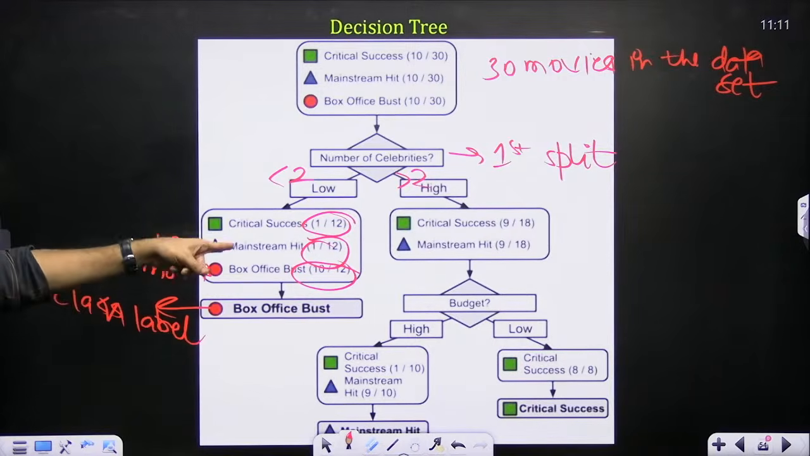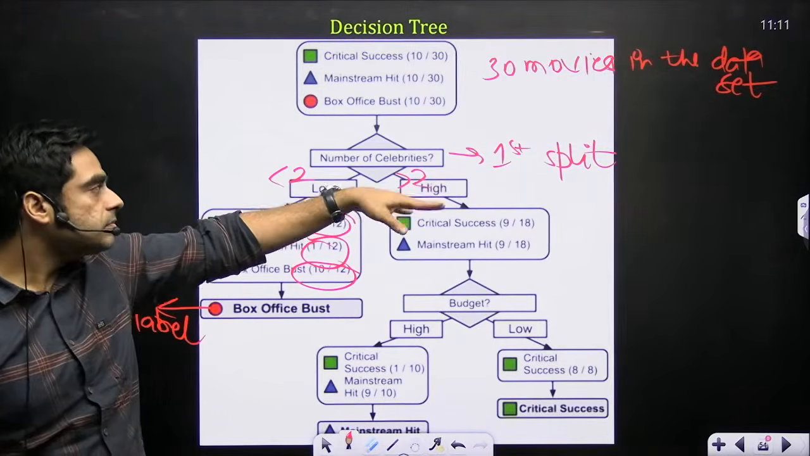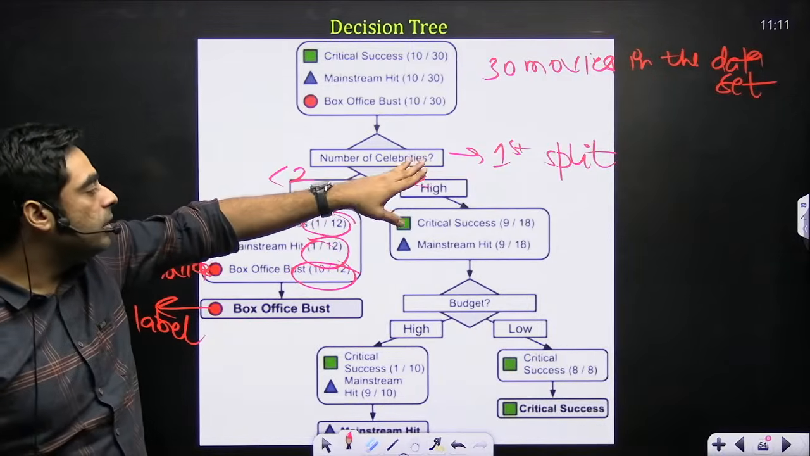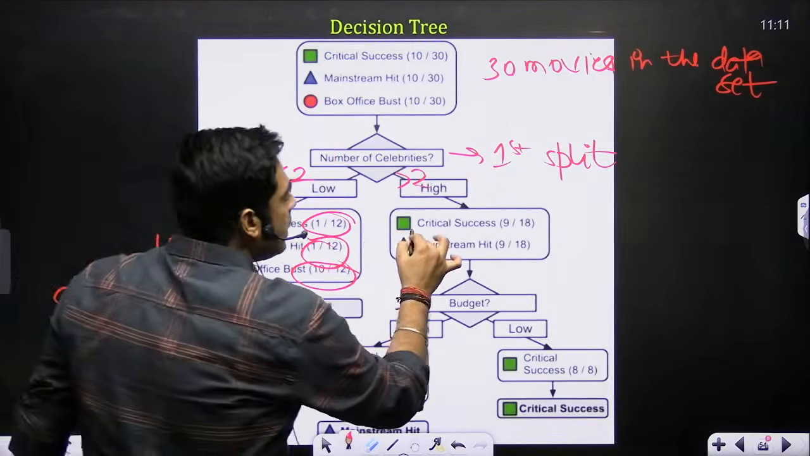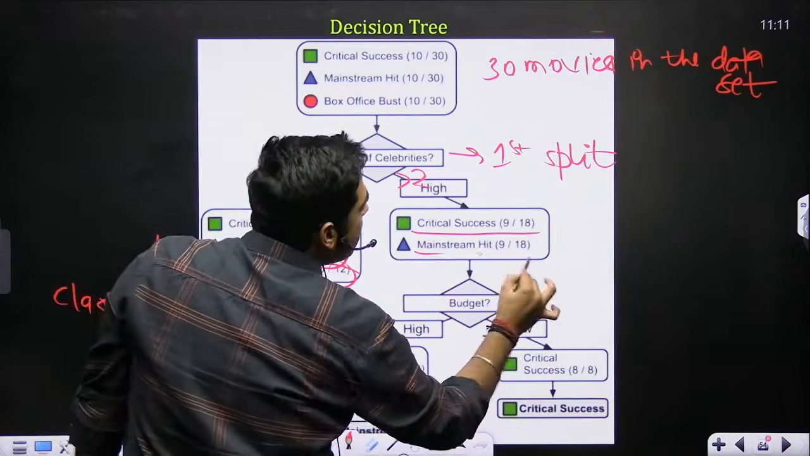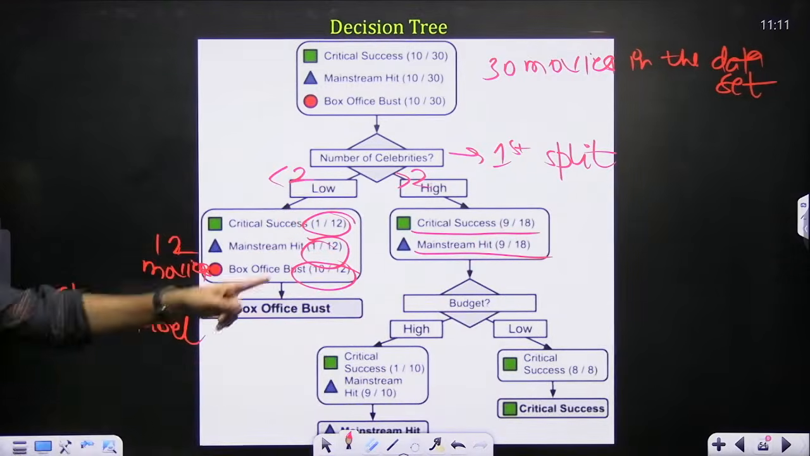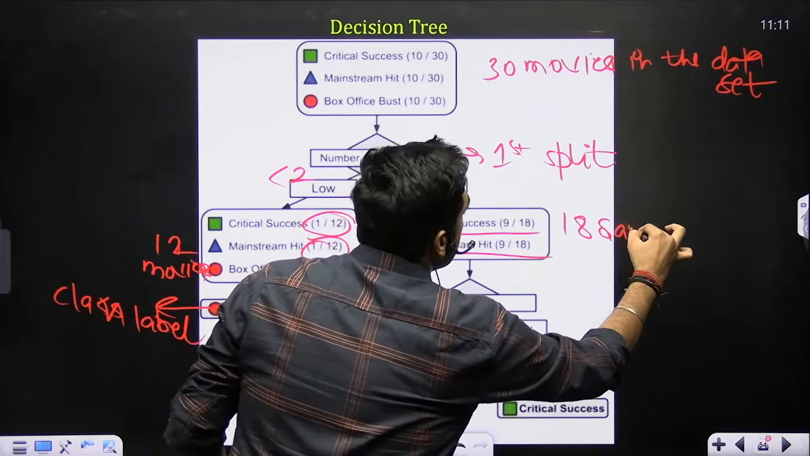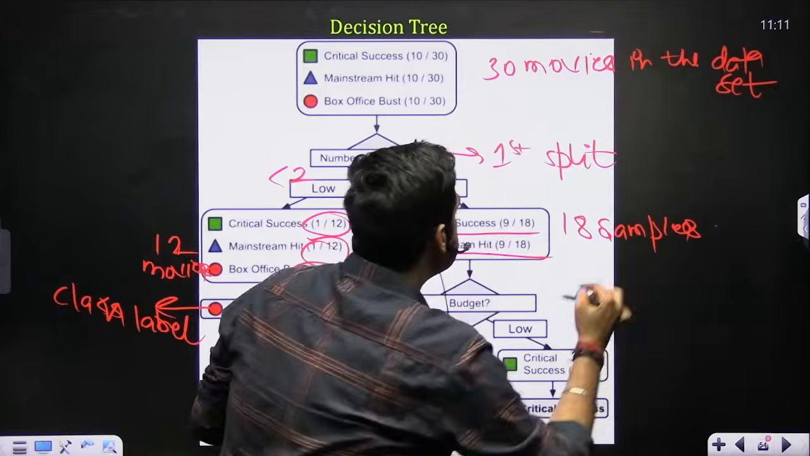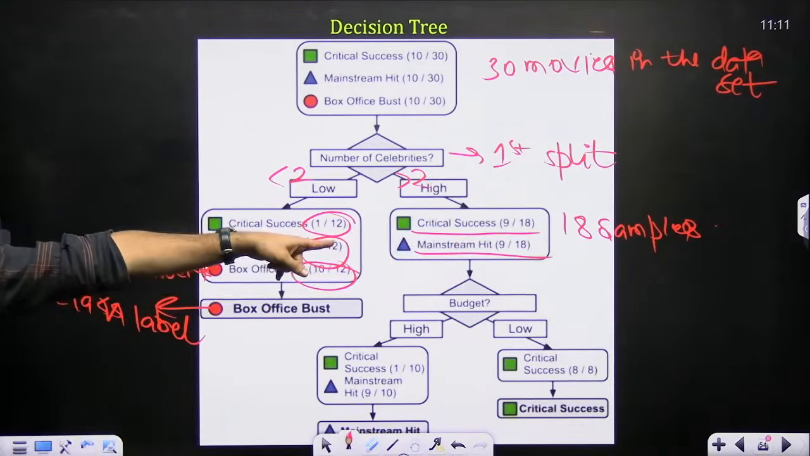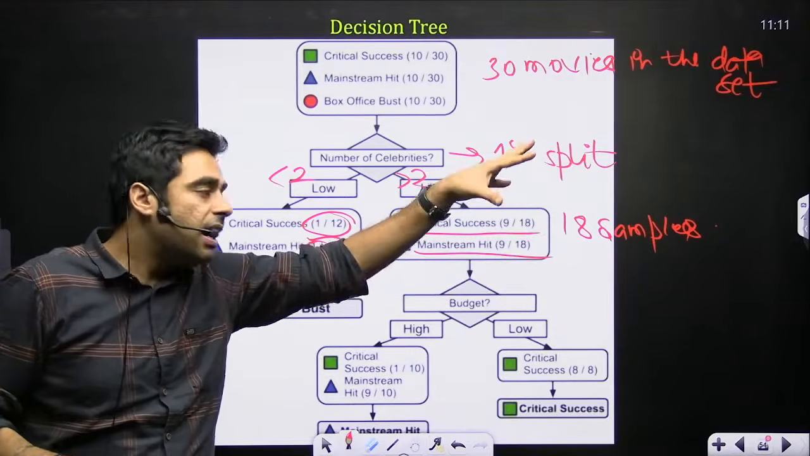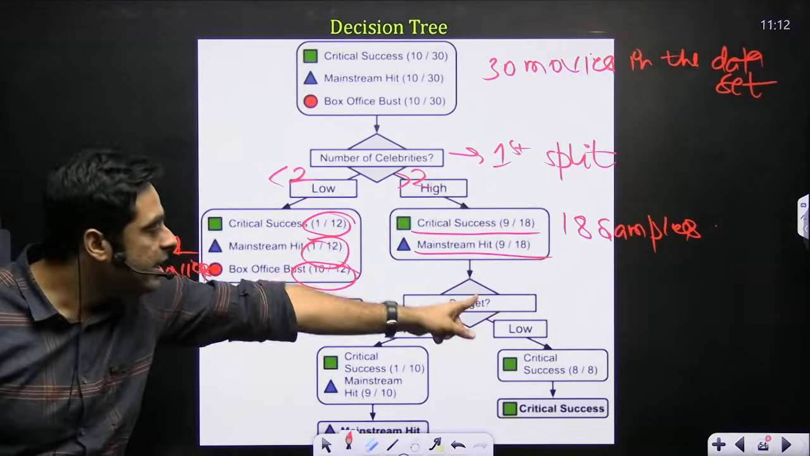If I split this whole data set, for greater than 2, I have 9 critical success movies and 9 mainstream hit movies. So a total of 18 samples are there, and out of those 18, 9 are critical success and 9 are mainstream hit. Now what I'll do is I would again do a split.